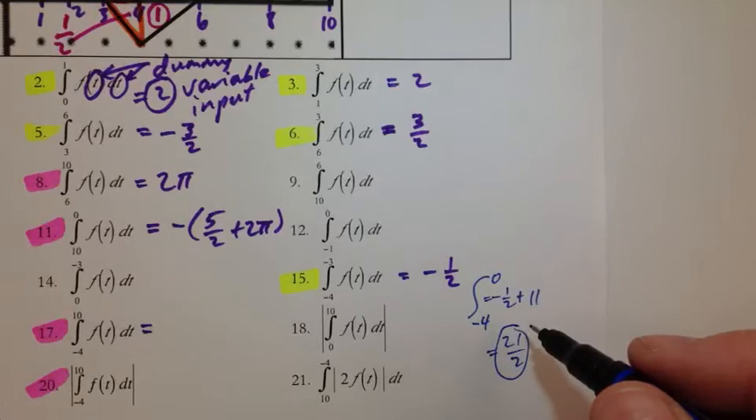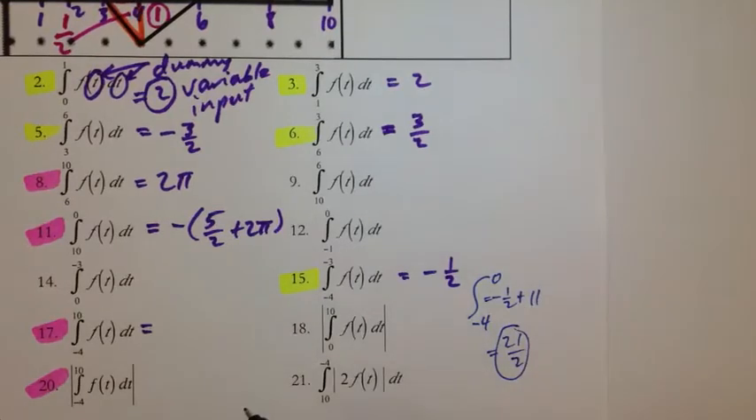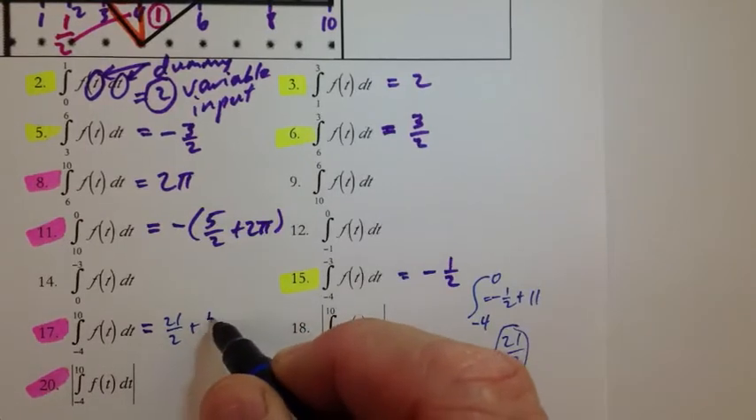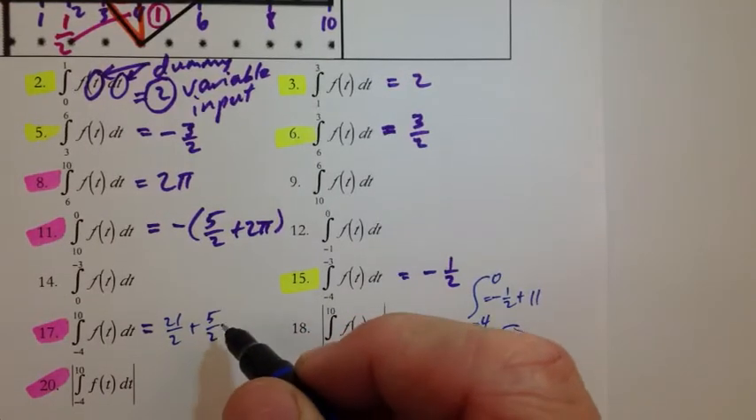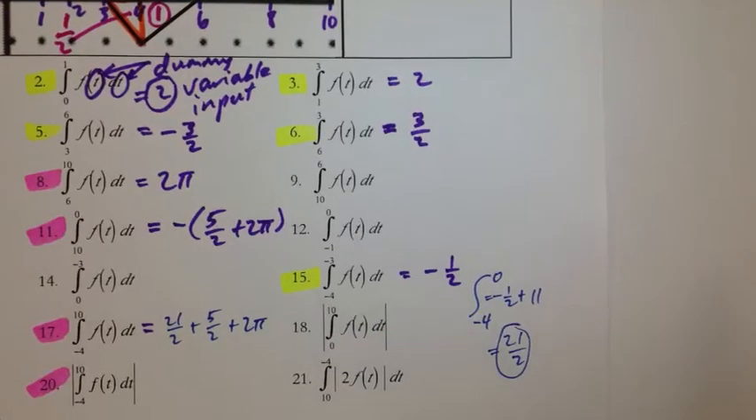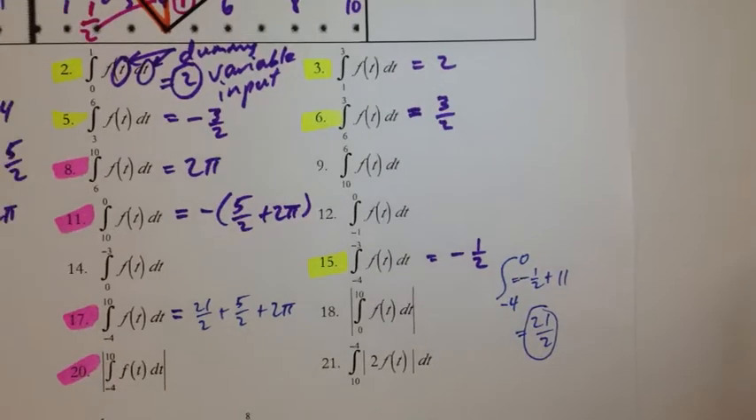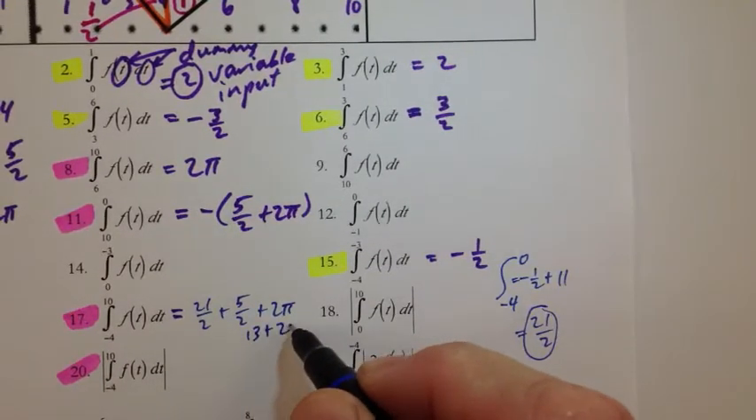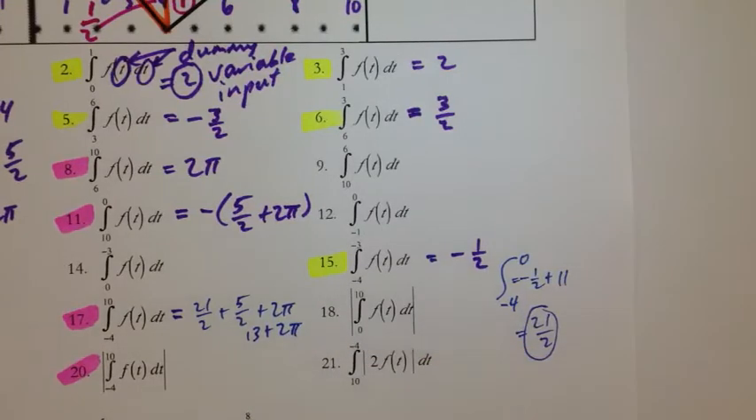Okay. Well, from negative 4 then all the way to 10 would be 21/2 plus the 5/2 plus the integral from 0 to 10 plus the 2 pi. Okay. So that gives me that. And then, so yeah, 26/2, so 13 plus 2 pi. 13 plus 2 pi. All right. And then 0 to 10.